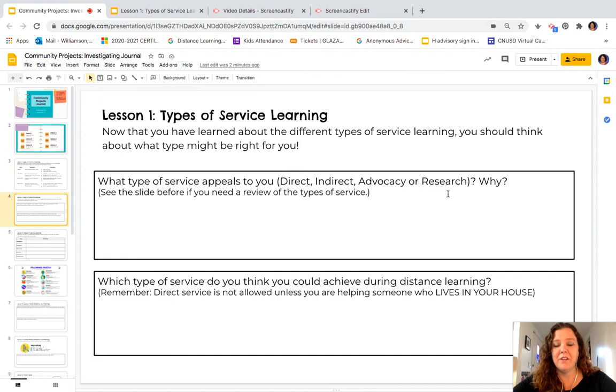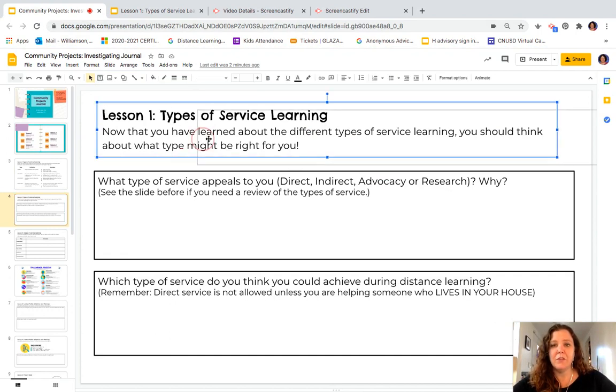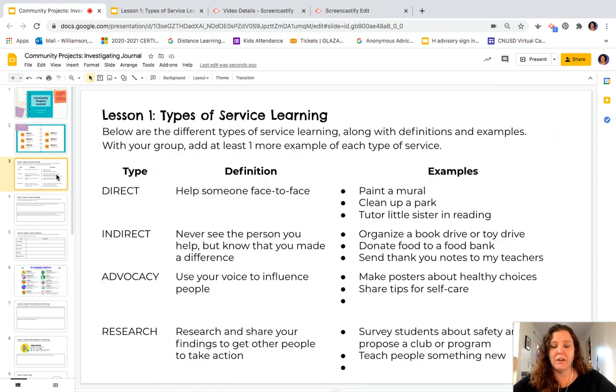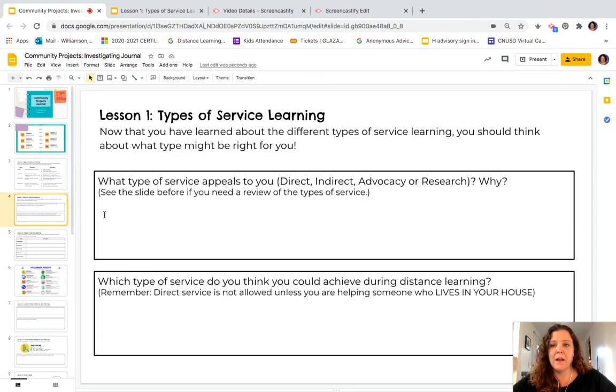So here I am, still lesson 1. Now I'm on slide 4. It says, now that you have learned about the different types of service learning, you should think about what type might be right for you. So which type of service appeals to you? Direct, indirect, advocacy, or research? And why? If you need a review of the types, just click on slide 3. Then, which type of service do you think you could achieve during distance learning?